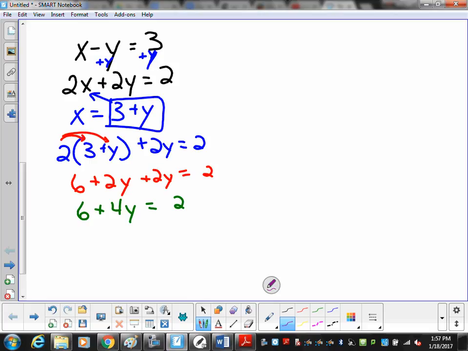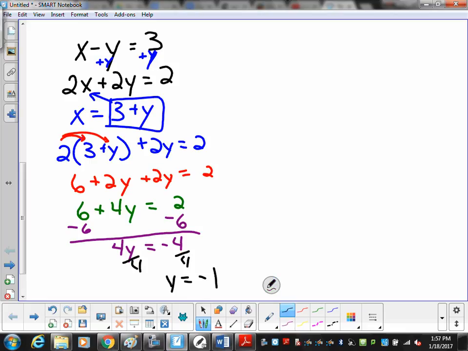Appreciate it. Yeah, subtract 6 from both sides now. So I'm trying to get that y by itself. So that's 4y equals negative 4. And then I finish by dividing both sides by 4. So y equals negative 1.